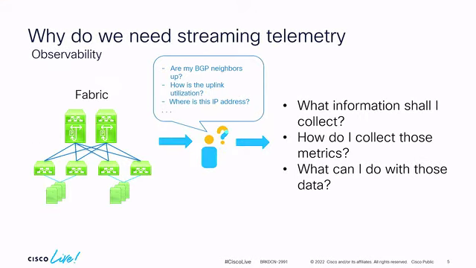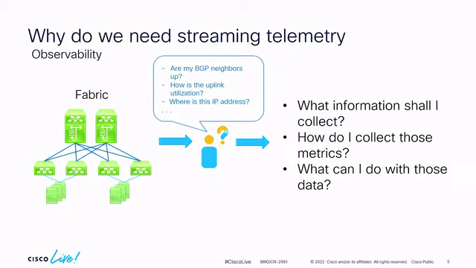So first thing is why. Streaming telemetry is all about observability, right? We're talking about observability all the time. We want to correlate the information. So this is a fabric you build. It doesn't matter how you build it, whether you build the fabric line by line on each individual device, or from some other automation way. Doesn't matter. It's running perfectly.